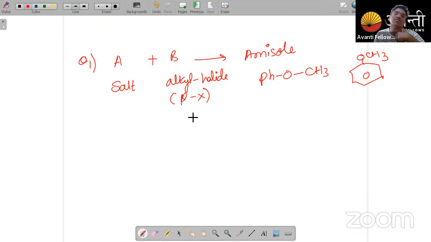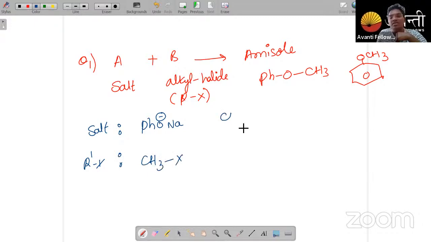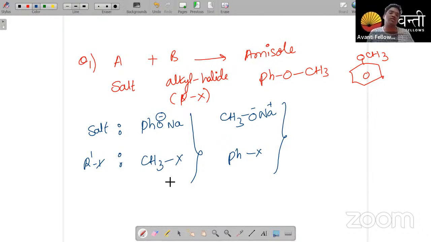Now what will be the salt and what will be the alkyl halide? So let us think about these things. Let's take set 1 and set 2. In set 1, the salt is sodium phenoxide ion and the alkyl halide is CH3X. Or else, in set 2, the salt is sodium methoxide, CH3ONa, a sodium alkoxide ion, and the alkyl halide is chlorobenzene. So which is the more suitable reactant set, set 1 or set 2?